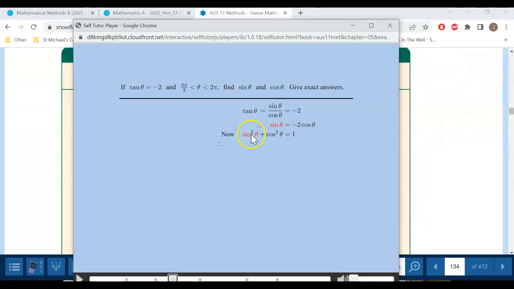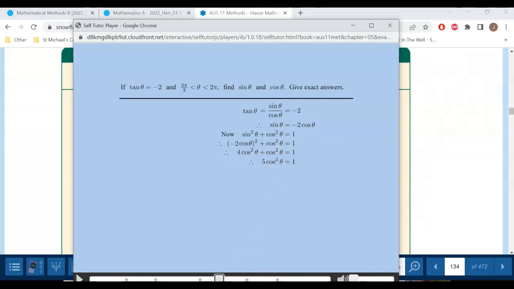We know this identity, sine squared theta plus cos squared theta is equal to 1. We just came up with something for sine of theta, which was minus 2 cos theta. So let's substitute this into that identity. There we go, we've substituted that in, and now we can simplify. I've squared the minus 2 to get the 4, and I've squared cos theta to get cos squared theta, and I've got another cos squared theta. Now look at this. I've got 4 cos squared thetas plus another cos squared theta, so I've got 5 cos squared thetas is equal to 1.